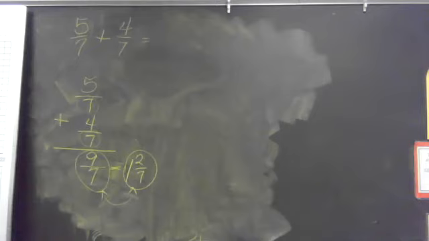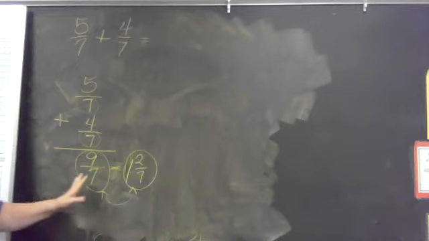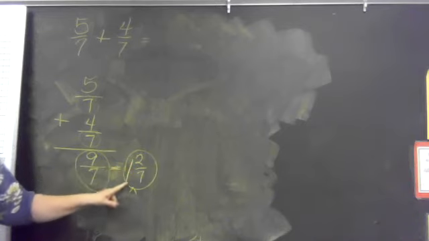So change to a mixed number? Change it to a mixed number. That means put the 9 inside the division and put the 7 on the outside. 7 will go into 9 one whole time.